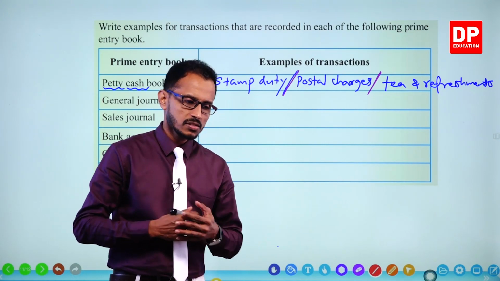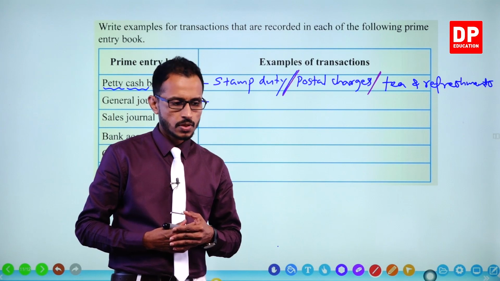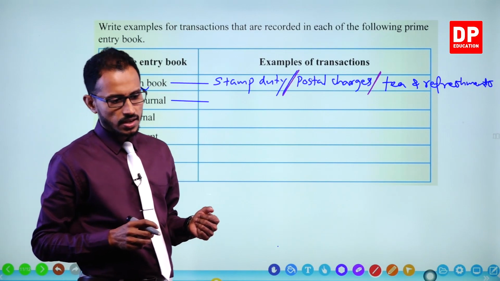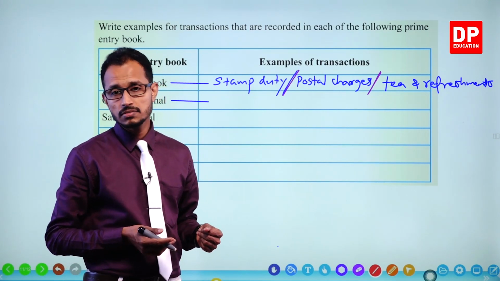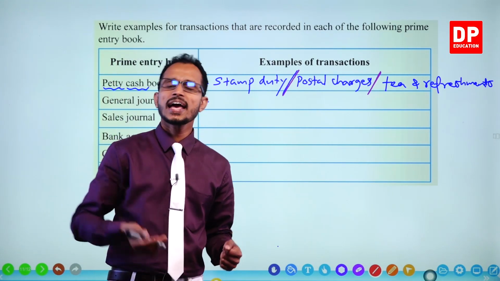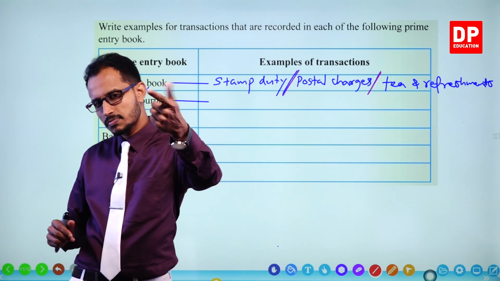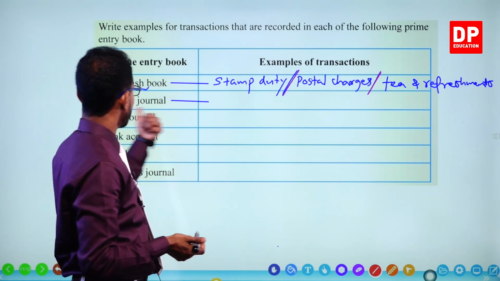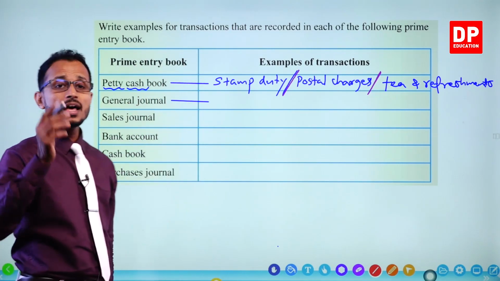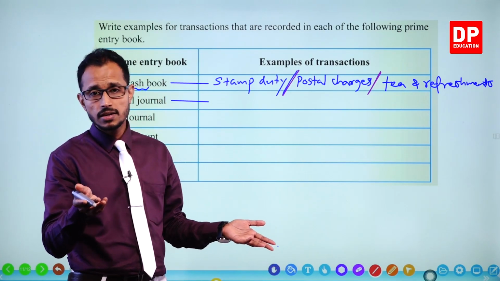Or transactions such as received a check from a debtor, received a cash refund from a supplier, cash sales, goods sold on cash, all are going to the cash book because all are cash transactions. Can't put to the general journal, right? No, you can't, because the general journal is used as the garbage bin, right?